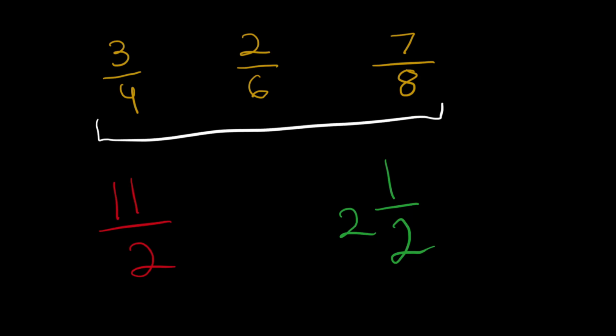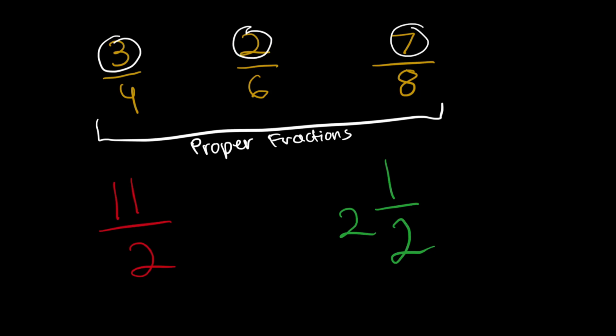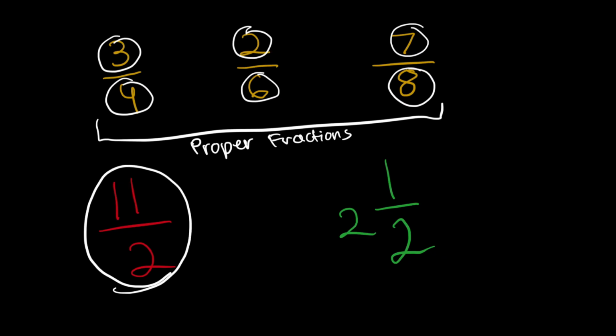Let's look at these yellow fractions first. We call these ones proper fractions. Can you guess why? Well, the reason that we call these proper fractions is because their numerators are always less than their denominators. But then another fraction enters the scene, this red one.